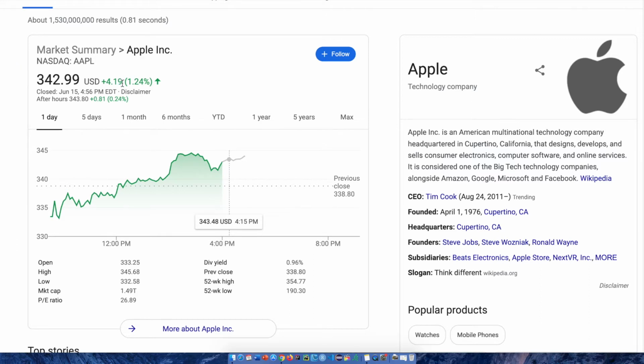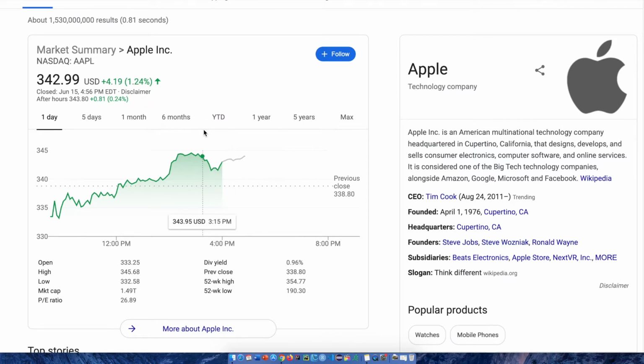$342.99. Right next to that, in the green, you see how it says plus 4.19. And you see an up arrow. This shows that Apple stock did go up in price today by $4.19. And then next to that, you have the same number as a percentage, which is 1.24%.